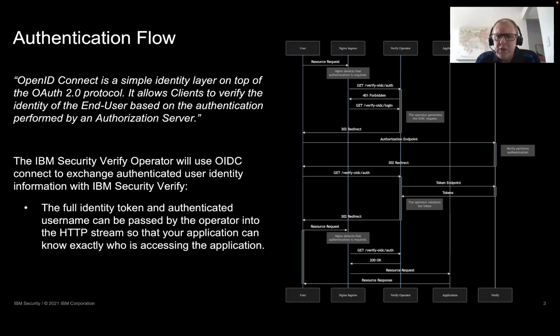So when you start talking about authentication and protecting your applications, the IBM Security Verify operator will use OIDC to be able to communicate or retrieve authenticated credential information from IBM Security Verify. Now, OIDC or OpenID Connect, if you don't know, is a standard protocol that's built on top of OAuth 2, and it just allows clients a way of being able to verify the identity of an end user based on the authentication which is going to be performed at the authorization server, which in our case will be IBM Security Verify. So that's a long way of saying you'll authenticate to IBM Security Verify, and it will pass that authentication information back to your application.